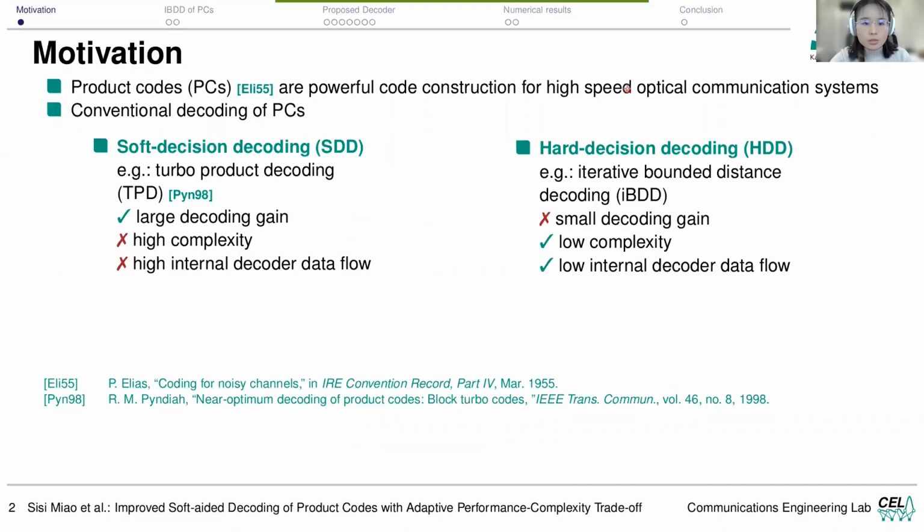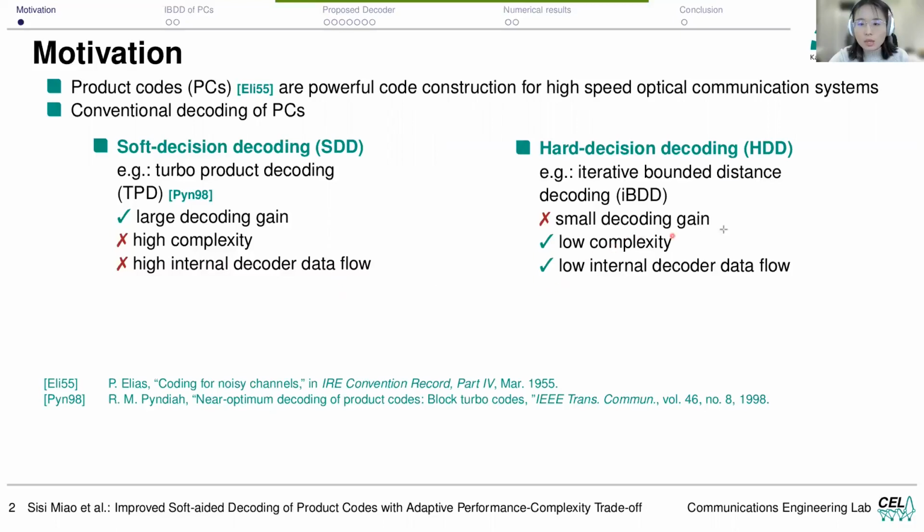We look at product codes, which is a kind of powerful code construction very suited for high-speed optical communication systems. And conventionally, we have two ways of decoding product codes. One way is the soft decision decoding, SDD, and the other is the hard decision decoding, HDD. And SDD, with the most famous example being the turbo product decoding, the TPD algorithm, achieves a very good decoding performance, but it also has very high complexity, and especially the internal decoder data flow is very high due to the passing of soft messages.